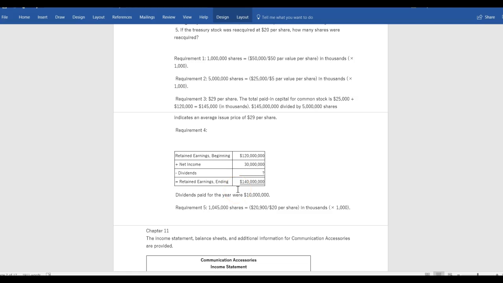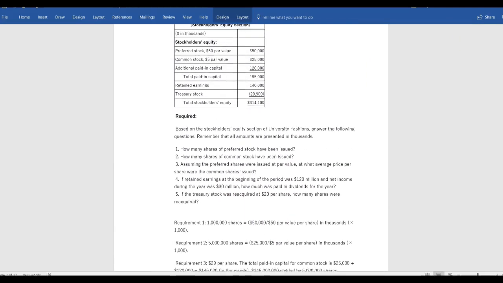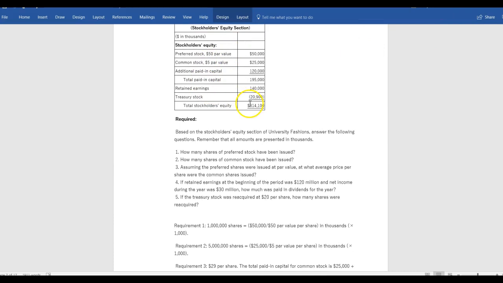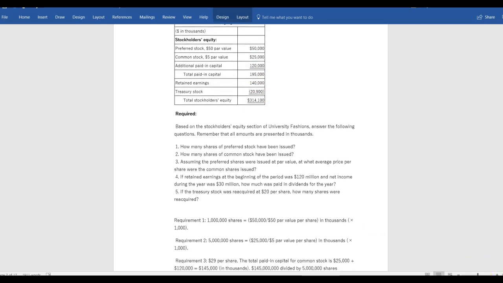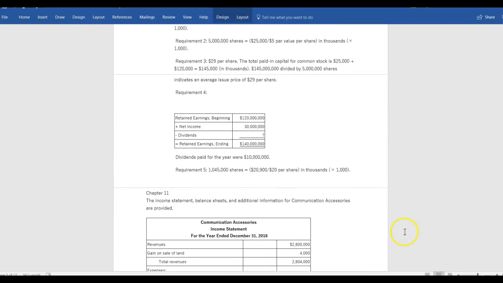Then the last question: if the treasury stock was reacquired at $20 per share, how many shares were reacquired? If we look here on this form, we show 20,900 is the balance in treasury stock. So how many shares were reacquired? In this example, we would say 20,900 divided by the price that we reacquired them for. That would give us the number of shares that were reacquired.